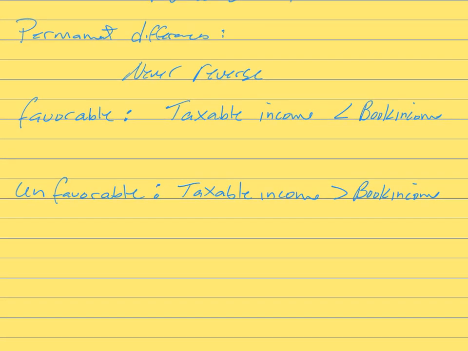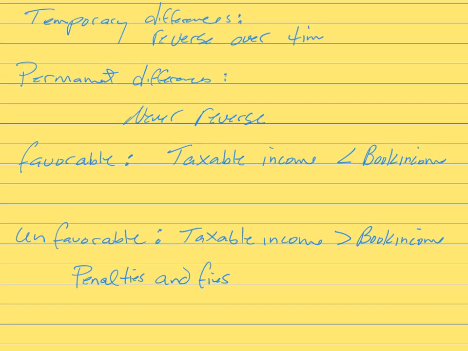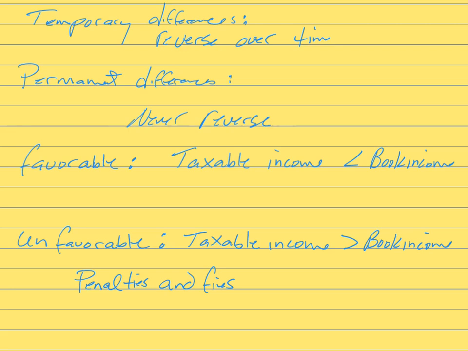A great example of an unfavorable book to tax difference would be penalties and fines. An example of a favorable book to tax difference would be interest income from municipal bonds. All right. These are both examples of permanent differences. And you can have obviously favorable and unfavorable temporary differences as well. I just thought it made sense to keep the examples similar.